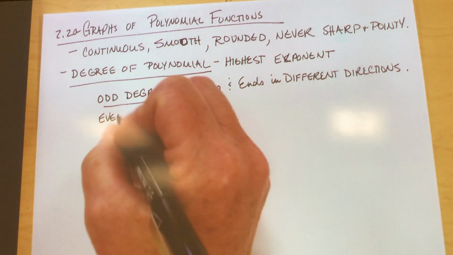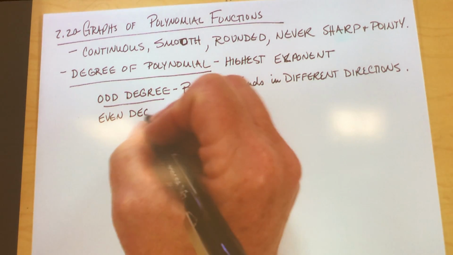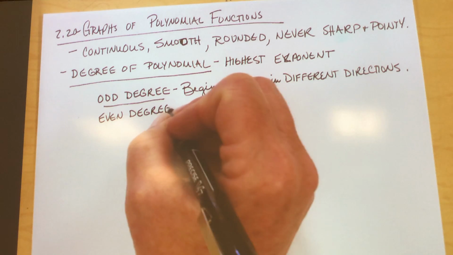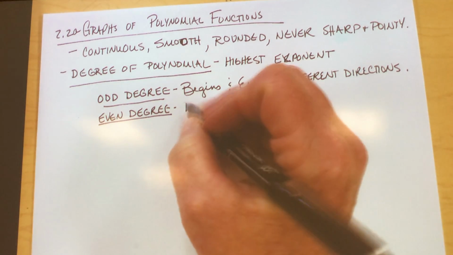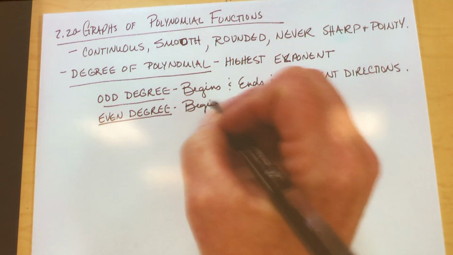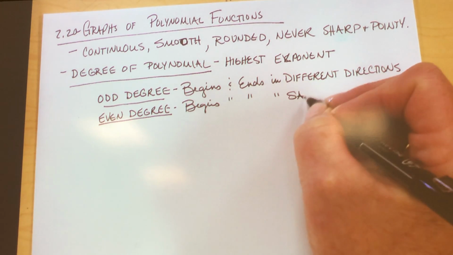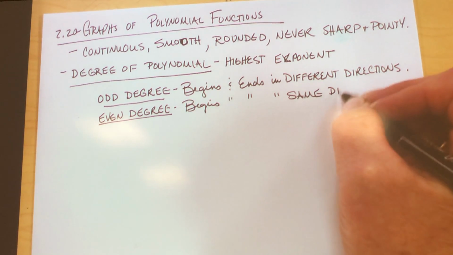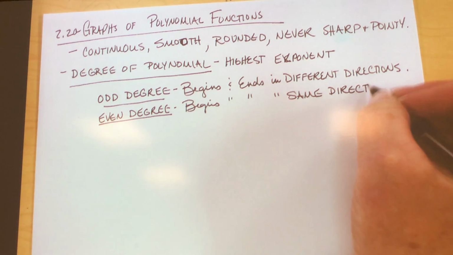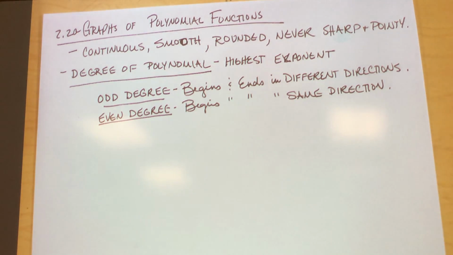Which leads you to believe that an even degree function begins and ends in the same direction. Think about a quadratic. That's a second degree function. Okay, he's an even degree function. They either open up, he starts up and ends up, or they open down, starts down and ends down.